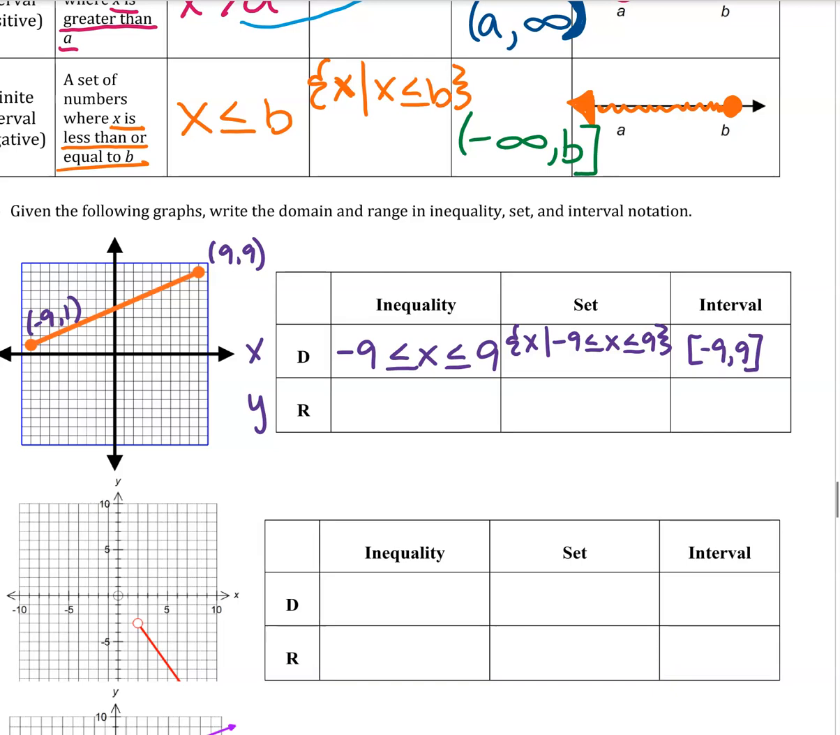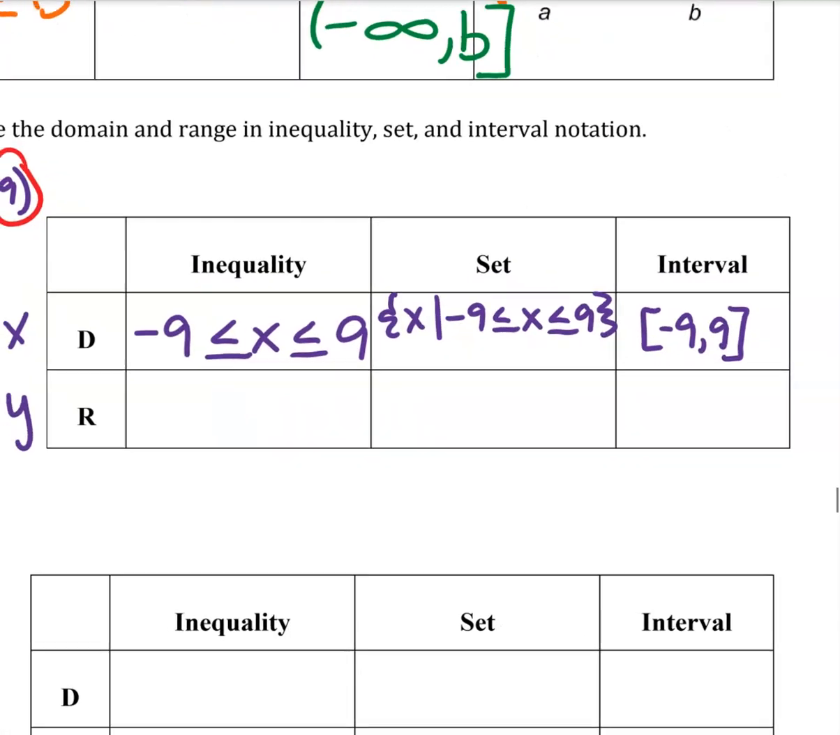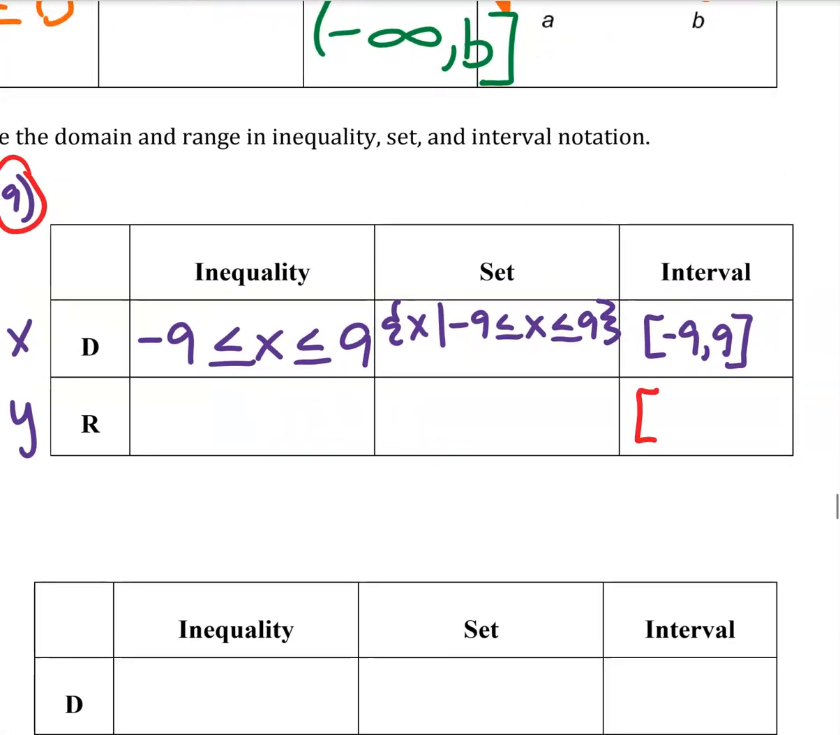So with interval, remember you start with smallest to biggest. So my smallest y is going to be this 1. My biggest y is going to be that 9. Okay, and they're closed circles again, so we're going to bracket it. 1 is the smallest, 9 is the biggest, bracket it again.